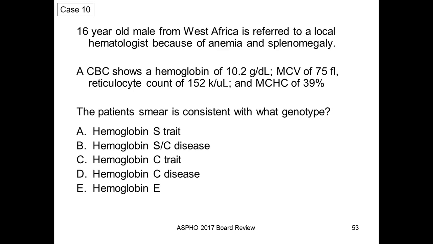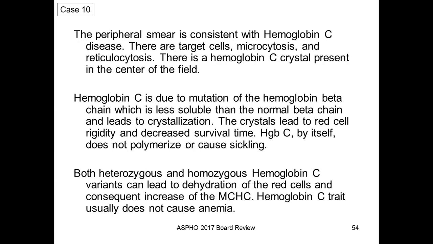Okay, so this patient is anemic, and you can see hemoglobin C crystals on the smear. So this is consistent with hemoglobin C disease. We also noted target cells, microcytosis, and reticulocytosis. And as I pointed with the arrow, there was a hemoglobin C crystal present in the center of the field.